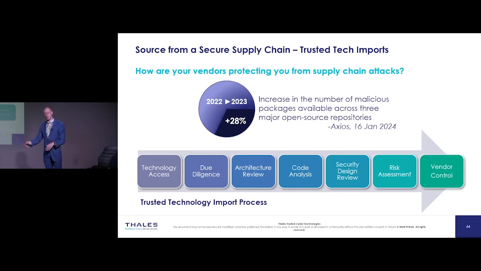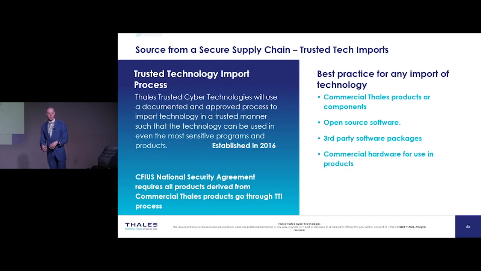And so at Thales TCT, we have a process that we call the Trusted Technology Import. I'm not going to walk you through it. You can see it's a multi-step process. As part of that process, we convene a cross-functional panel. So it's not just an engineering effort. It's engineering, product management, operations. So it's a lot of different people across the organization that go through this process together to make sure that we're doing all these checks to protect and ensure that the products that we push out have the risk mitigated as much as possible from the external components that we're bringing into our product. So we have formalized this process since 2016.